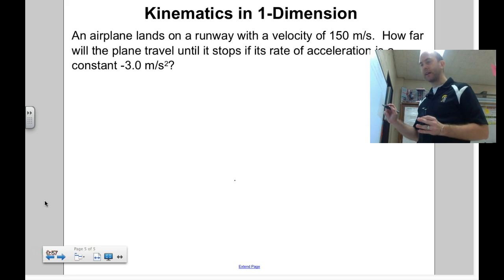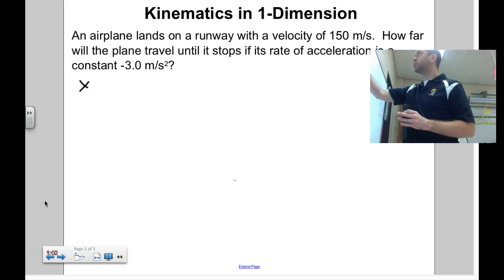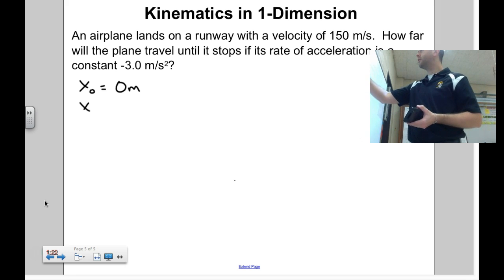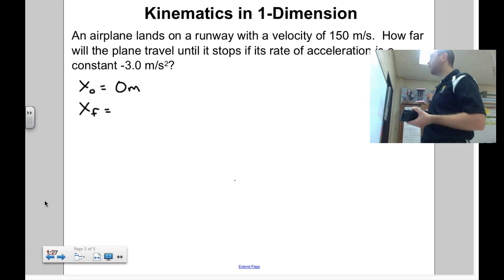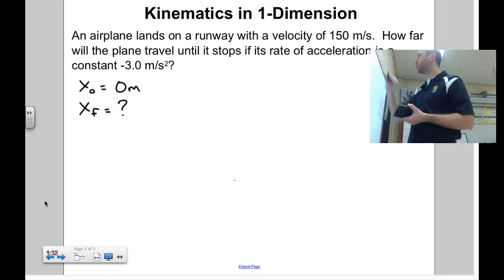Because I'm moving horizontally, I'm going to start with my x's. So my x naught, which is my starting distance, is 0 meters. And 98, maybe even 99.9% of the time, x naught is going to be 0. My xf is what I'm actually looking for, because it says how far will the plane travel. This is my question mark.